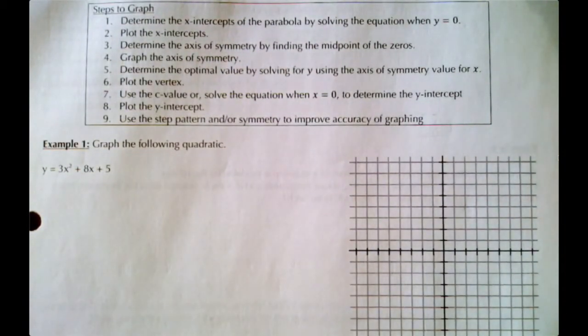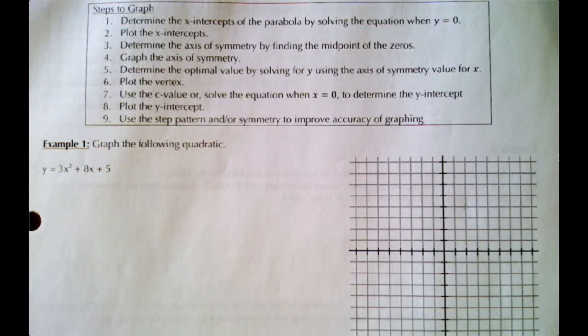It says graph the following quadratic. Y equals 3x squared plus 8x plus 5. And if we wanted to do this right now, really the only options we'd have is we could make a table and graph some points. But the problem is we don't know where the vertex is, so we might end up only getting like one arm of the parabola, and we won't really have that nice U-shaped parabola we're used to.